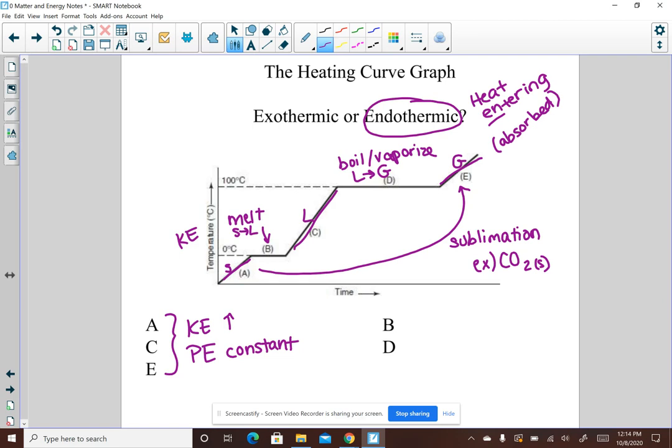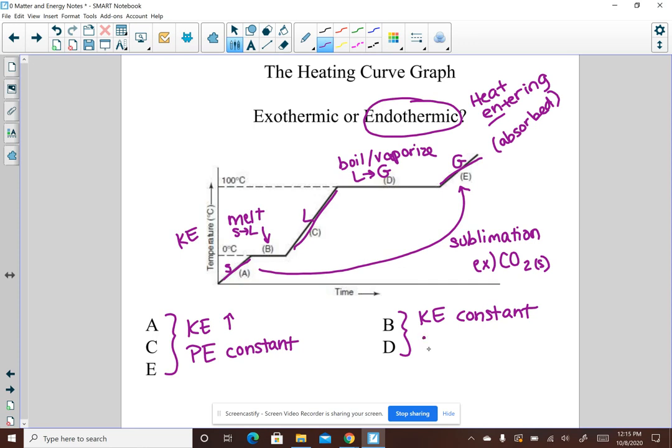So that's important. Now for B and D, what's happening with temperature? It's staying constant. So what's happening with kinetic energy? It's staying constant. The heat is not making those particles move faster. What is the heat doing? It's making them spread out. Solid is turning into a liquid. Liquid is turning to a gas. Their position is changing. They're getting further apart.